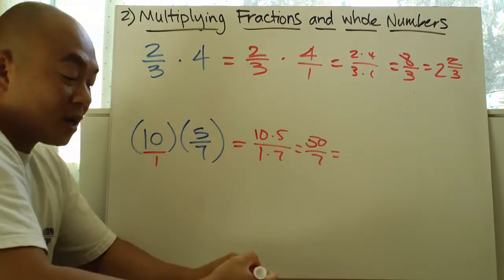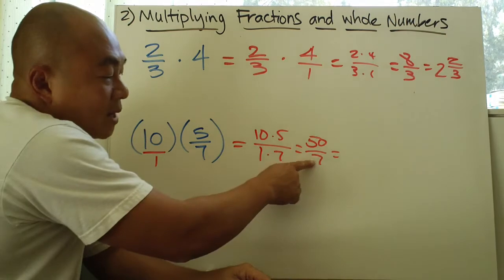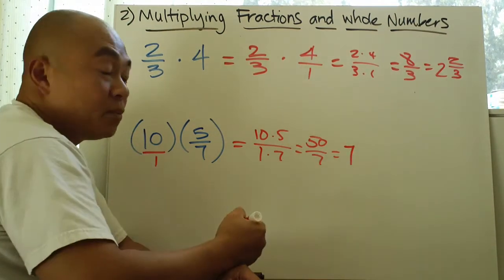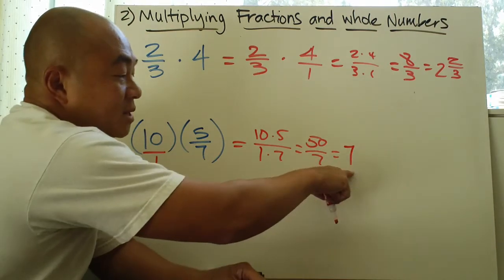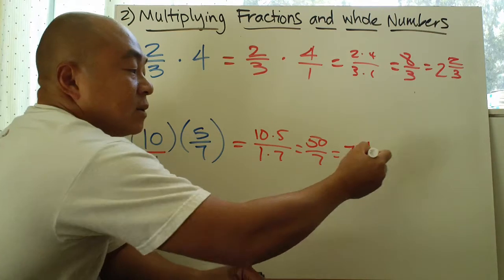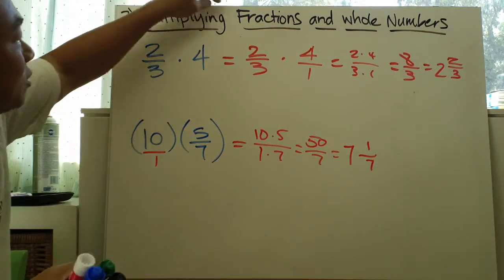And then do the same thing. That's an improper. We're going to change it into a mixed number. How many times does the bottom number go into that top? That becomes 7, and that's your whole number. You have that 1 remainder because 7 times 7 is 49. Subtract it from 50, you have 1 left, and then keep that same number. Alright, so far, pretty simple.